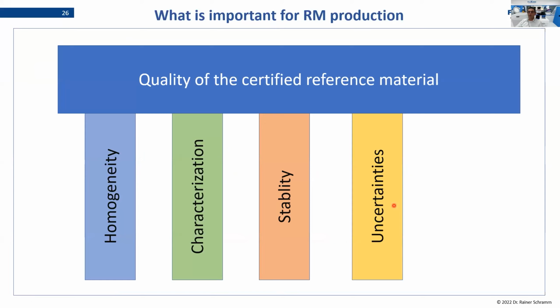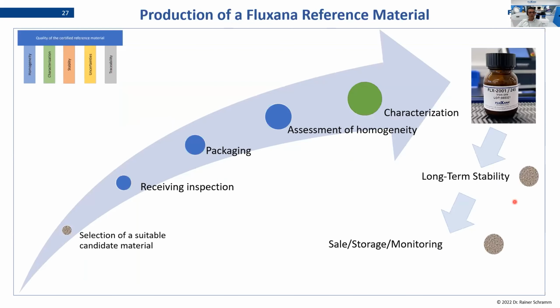And the uncertainty always comes with a probability. Let me say that we give a probability of 95%, and for this the uncertainty is valid. And last but not least, traceability is a must if you call it a certified reference material. Only then it must be traceable.